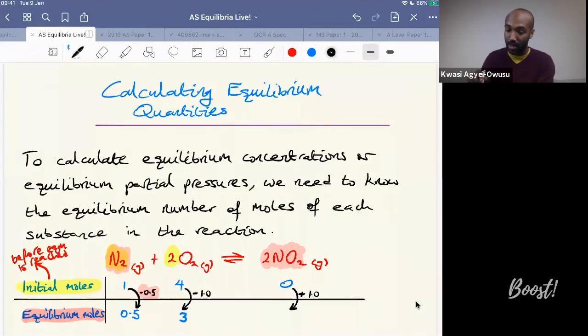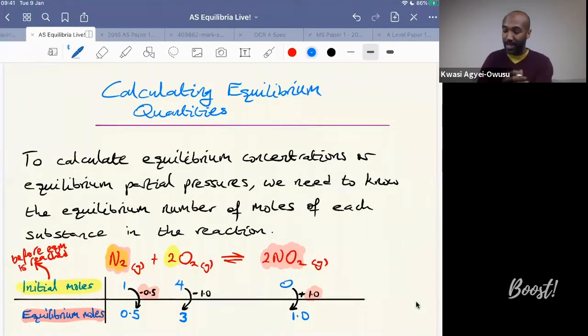If we highlight that so that we've got the right ratio, because you're using 0.5 moles of nitrogen, you would expect to form 1 mole of nitrogen dioxide, and so our equilibrium moles of nitrogen dioxide is 1.0. It's 1.0 because you had 0 of nitrogen dioxide at the start, you've made 1 mole of it, and so 1.0 plus 0 is of course 1.0. So that is hopefully a fairly straightforward example of calculating equilibrium moles.